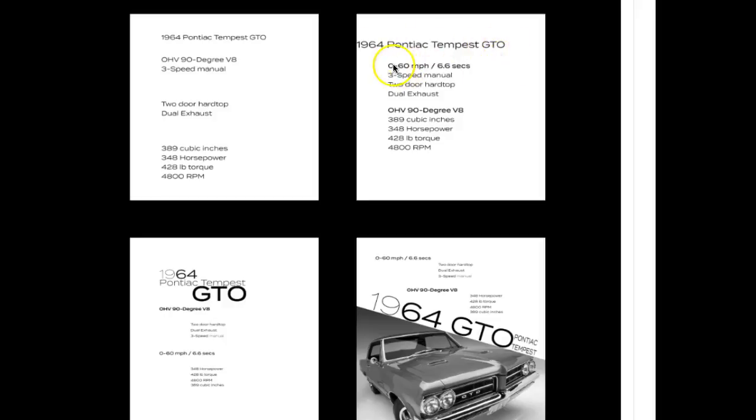Okay, but then you've done this: 0 to 60, 3-speed manual, two-door hardtop. This is tough because why are these bold? Just these two? Are they more important? I don't understand. It seems like you've got the same separation. You've created some scale difference, creating more.